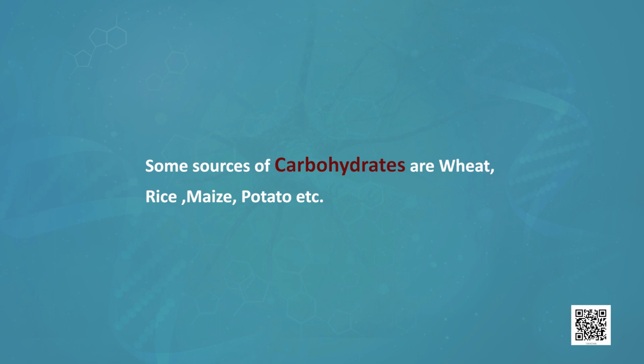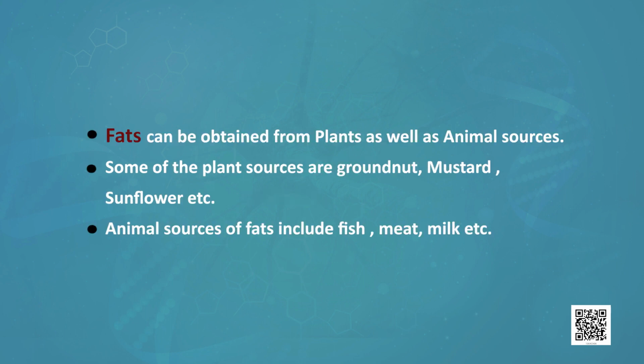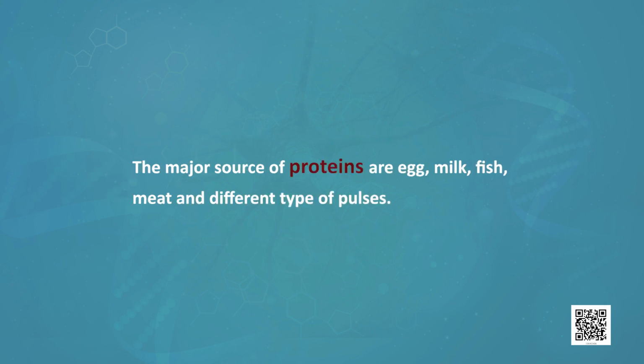Some sources of carbohydrates are wheat, rice, maize, potato, etc. Fats can be obtained from plants as well as animal sources. Some of the plant sources are groundnut, mustard, sunflower, etc. Animal sources of fats include fish, meat, milk. The major source of proteins are egg, milk, fish, meat and different type of pulses.